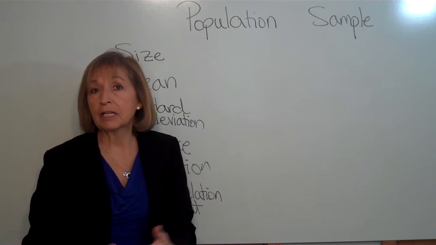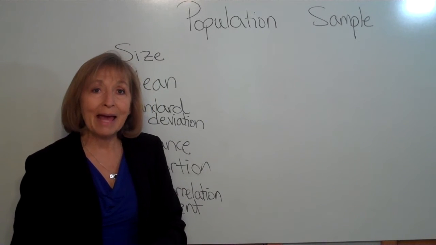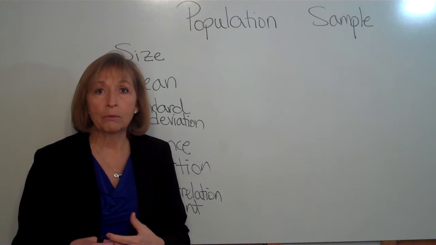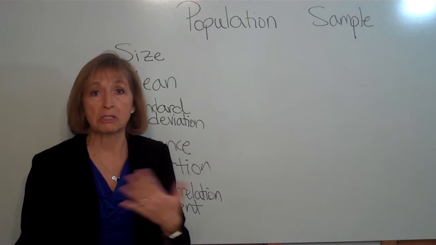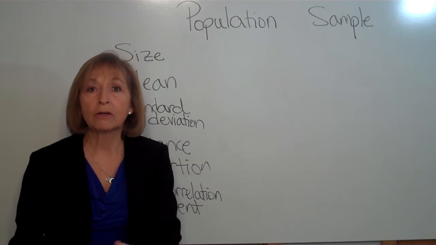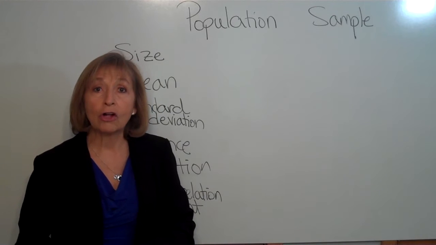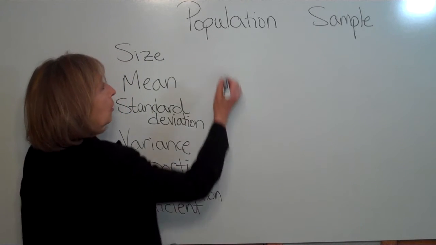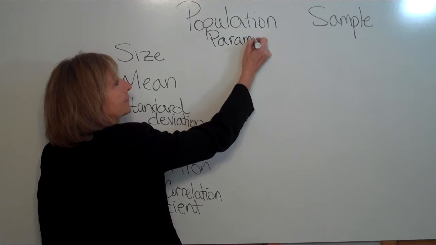So for example, if you calculated the mean of the population, that mean is a fixed value that would be the same today if you calculated the mean of the population and tomorrow. And when we talk about some sort of numerical representation of the population, it's called a parameter. So those are population parameters.